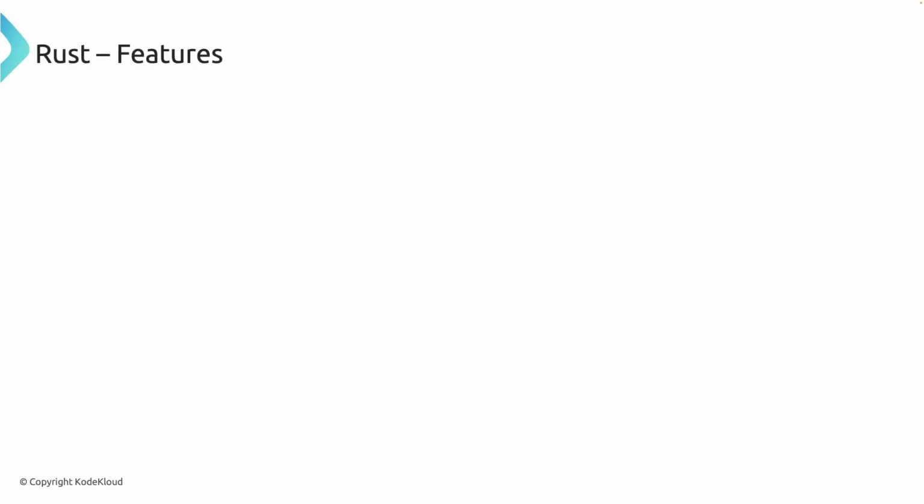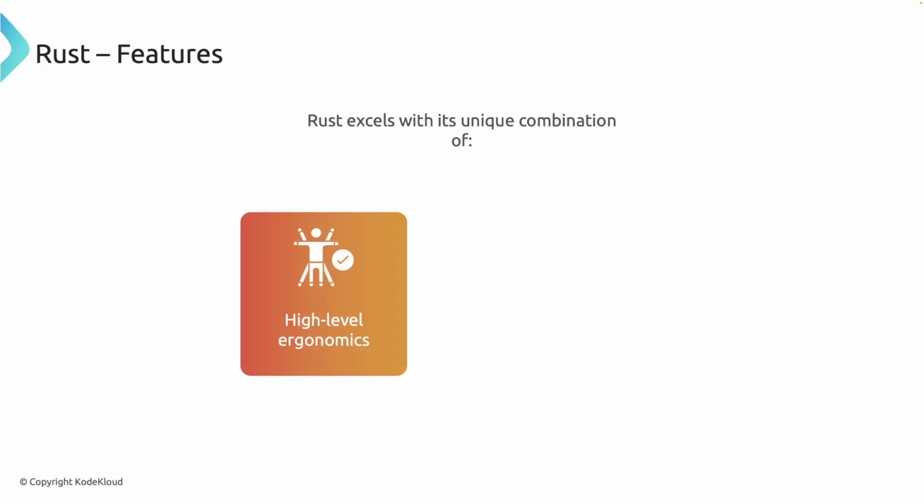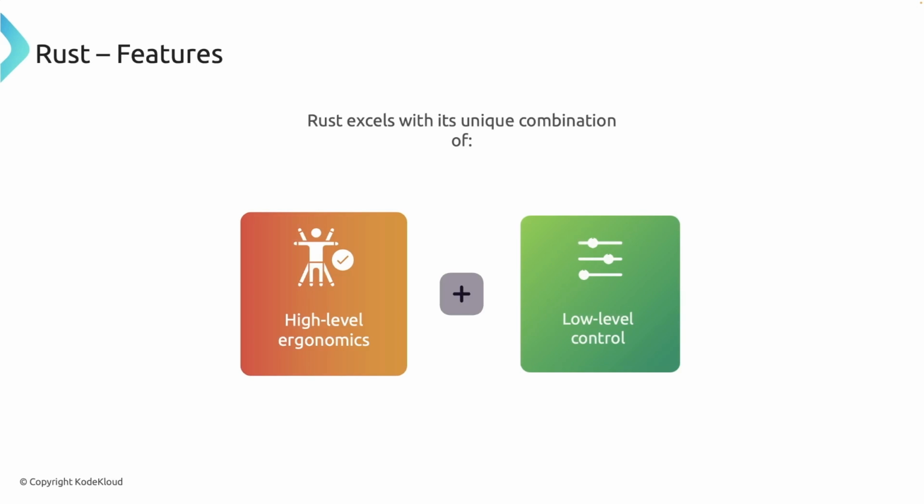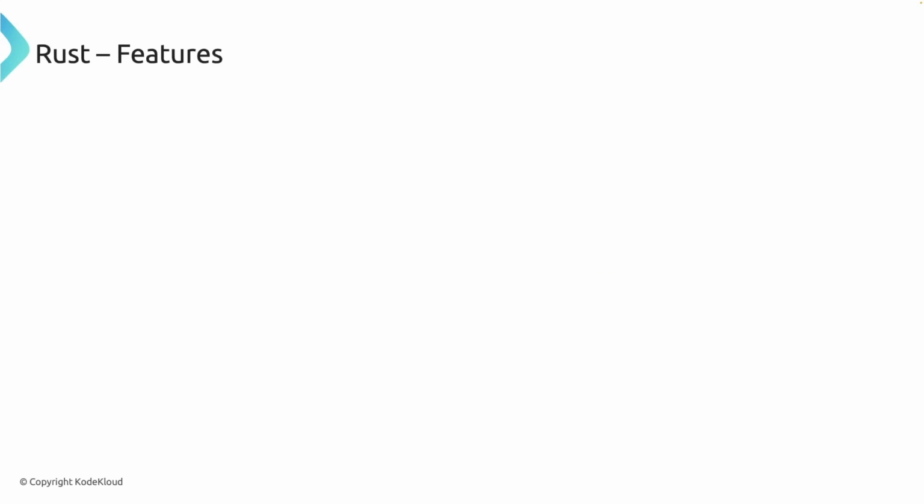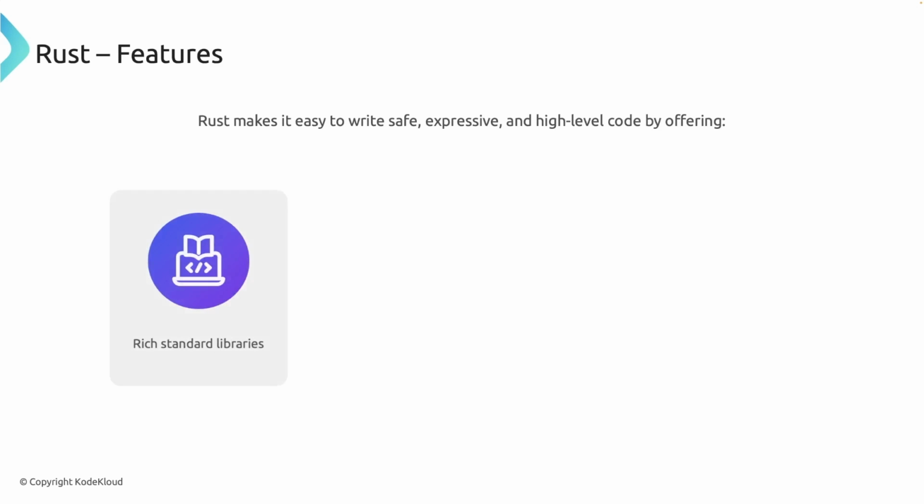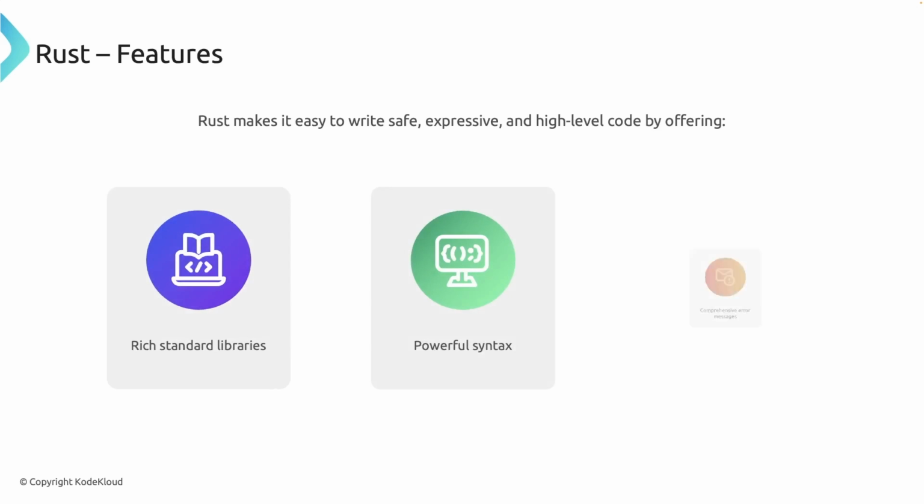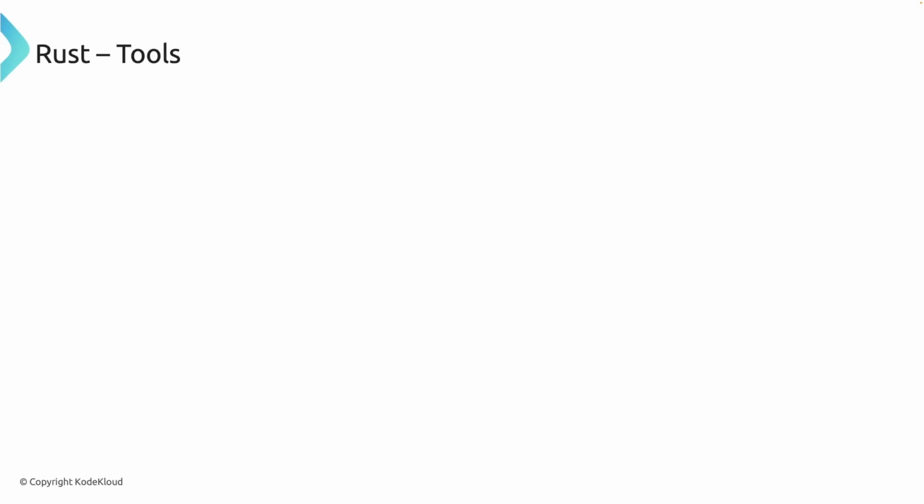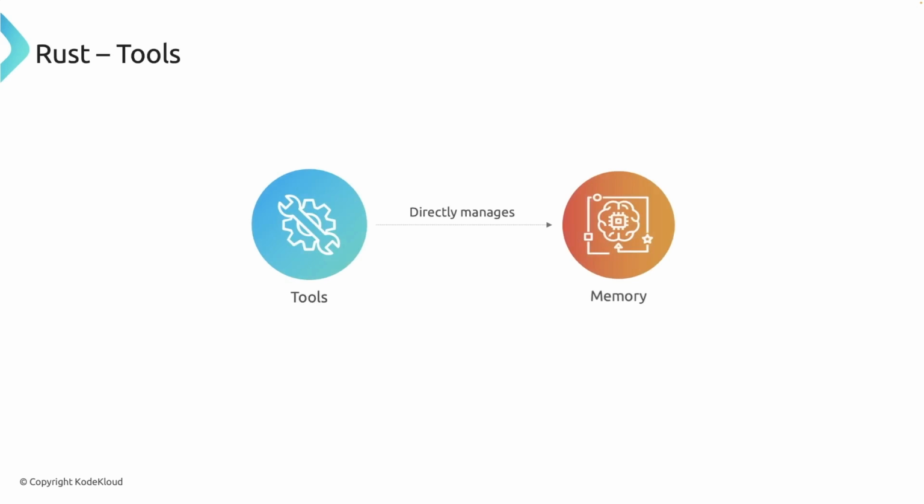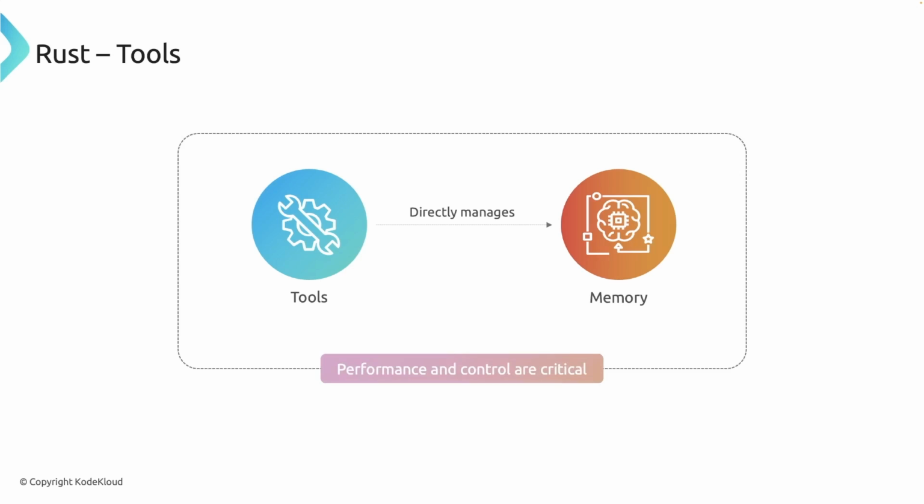One of Rust's standout features is its ability to combine high-level ergonomics with low-level control. This means Rust makes it easy to write safe, expressive, and high-level code by offering rich standard libraries, powerful syntax, and comprehensive error messages. At the same time, it provides the tools needed to directly manage underlying hardware, such as memory, when performance and control are critical. This unique balance is one of Rust's key strengths, setting it apart from other programming languages.